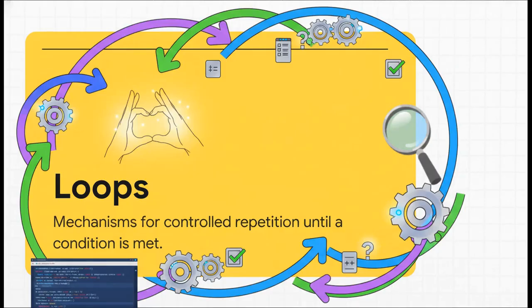Then we introduce loops, which are essentially your mechanisms for controlled repetition. Just think about it. Without loops, you'd literally be sitting there manually typing out instructions until your fingers fell off. Loops let your program calculate or check items continuously, completely on its own, until a specific condition is finally met.